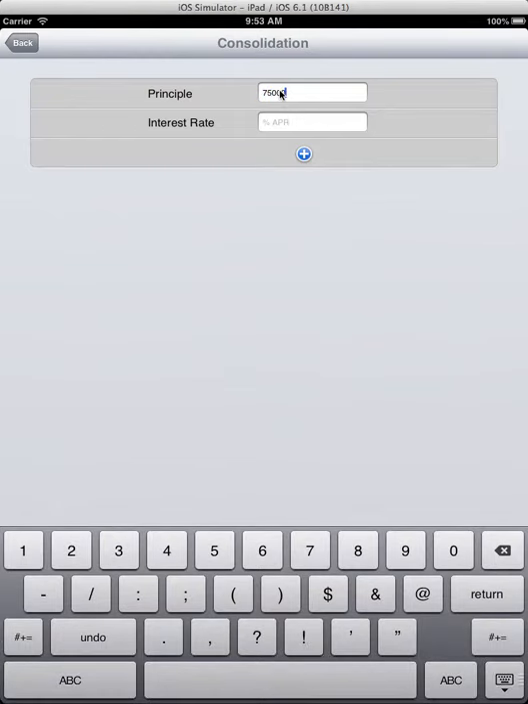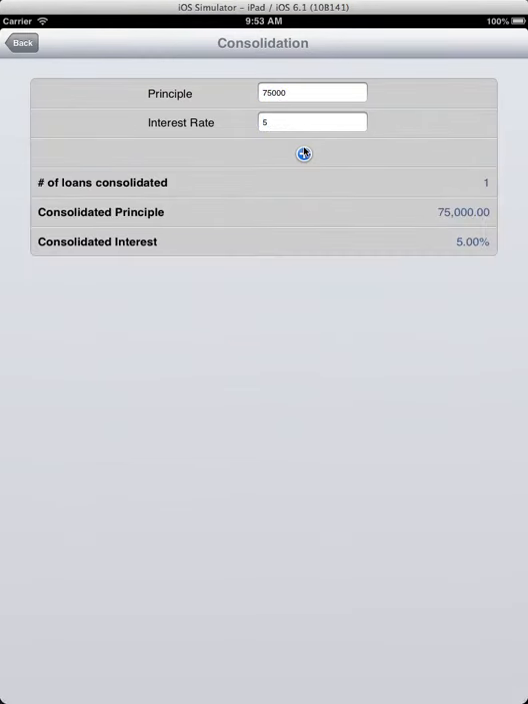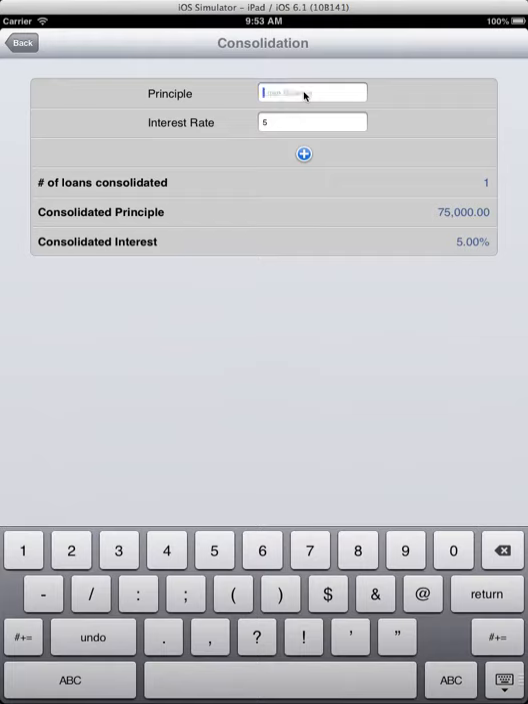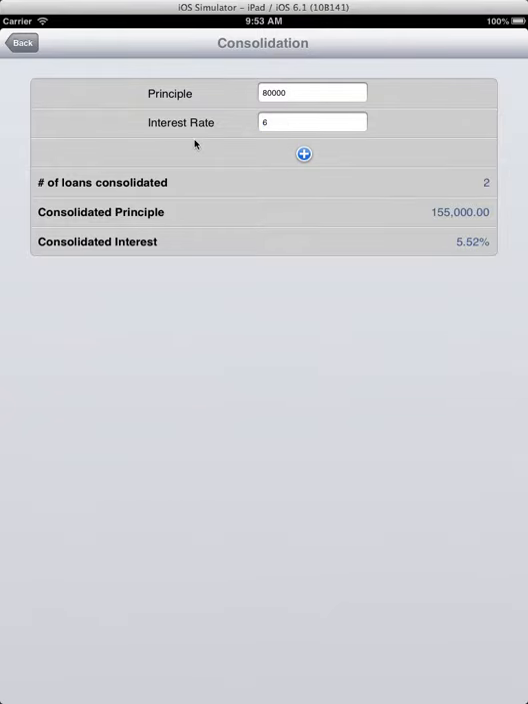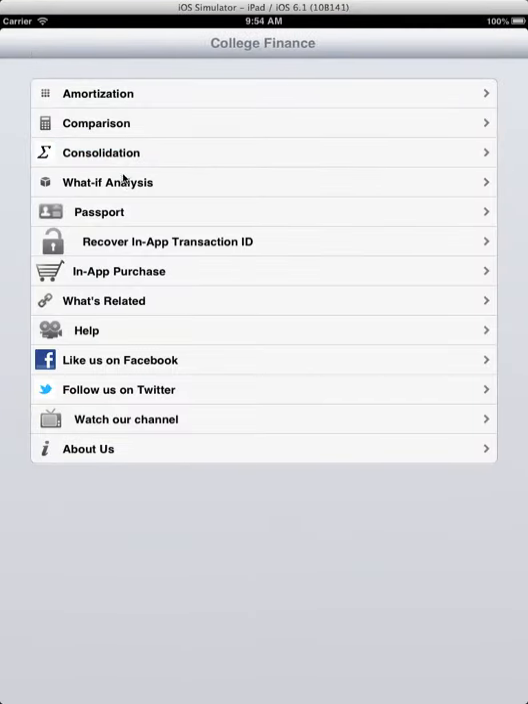Now we are interested in student loan consolidation, say 75,000 at 5% rate, and now another 80,000 at 6% interest rate. So this is the consolidated loan amount, and this is the consolidated interest rate. And now what if analysis?